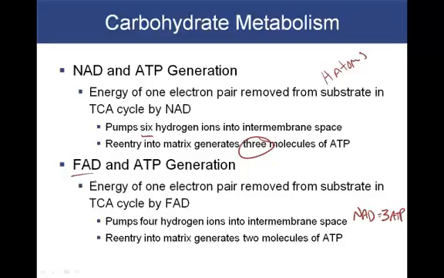In terms of the FAD, 4 hydrogen ions are pumped into the intermembrane space, and you get the generation of 2 molecules of ATP. So FAD equals 2 ATP. So for every coenzyme NAD, or NADH ultimately, once those hydrogen atoms have been plucked, you get the production of 3 ATP molecules. And for every coenzyme FADH2, you're going to get 2 ATP molecules produced.